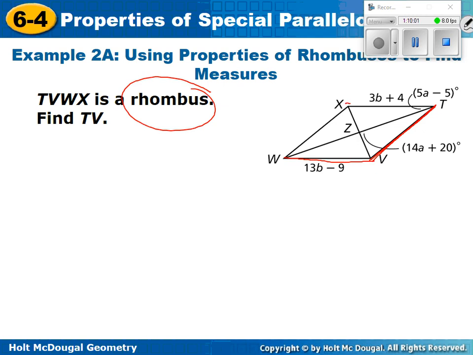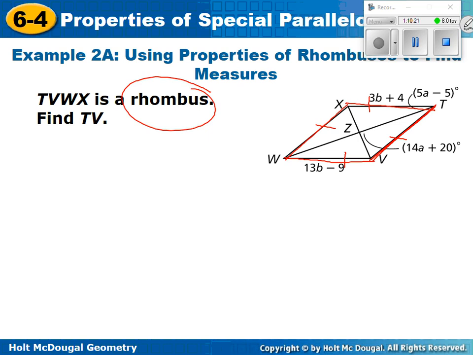WV and XT and XW, right? All these sides are congruent. So would you agree if I could find one of the other side lengths, it's the same as TV? Okay. So what could I do to try to figure out one of the other side lengths?